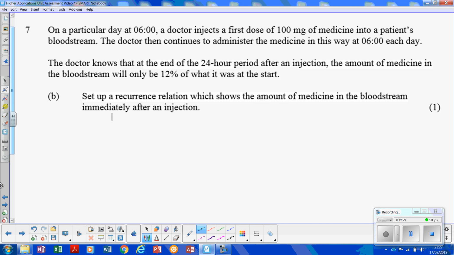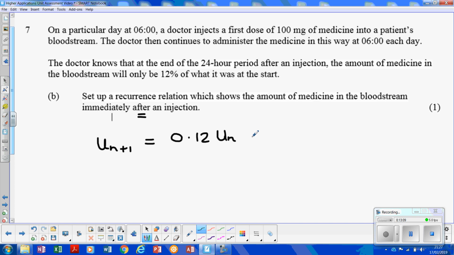The doctor knows that at the end of the 24-hour period after an injection, the amount of medicine in the bloodstream will only be 12% of what was at the start. Set up a recurrence relation which shows the amount of medicine in the bloodstream immediately after an injection. So we know then that immediately after an injection it's U(n+1), and that is equal to, it's now down to 12%. So 12% as a multiplier is 0.12, so it's 0.12 times what was there in the first place.